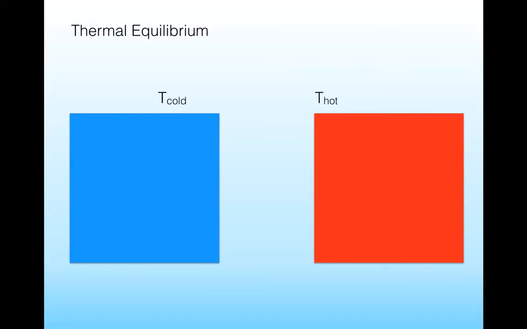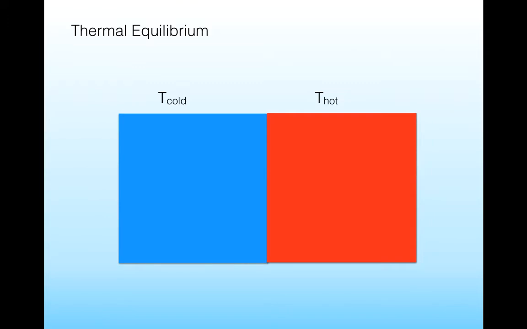Think about the concept of thermal equilibrium. Assume you have two blocks of the same material. One is at a cold temperature and one is at a hot temperature. Currently, they're not in thermal contact, which means no heat can transfer between the two. Let's say we now bring them into thermal contact with each other, so now that heat can transfer between the two blocks. What will happen?